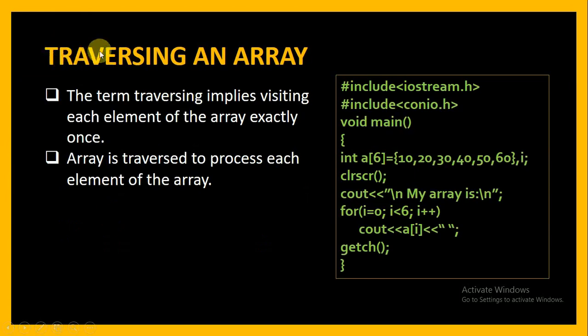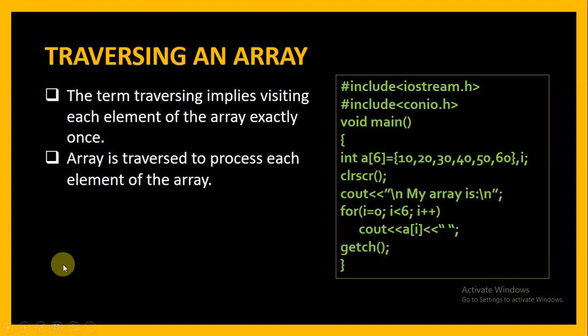Now let us see what is traversing an array. The term traversing implies visiting each and every element of the array exactly once. It means we are going to each and every element of the array and trying to perform some operations. We are trying to display the elements of the array, or we can perform any calculations on each and every element of the array. This we can do while traversing an array. An array is traversed to process each element of the array.